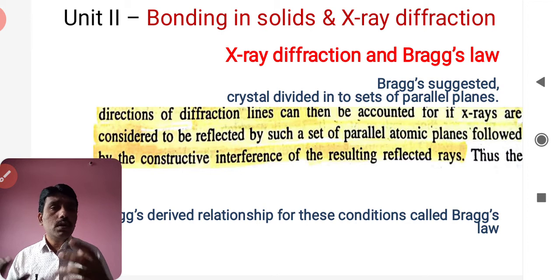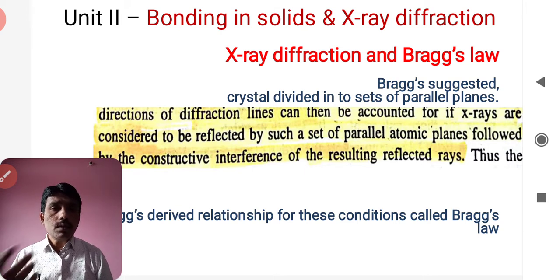So this type of the particular crystal is divided into the parallel planes आणि ह्यामध्ये जे काही डायरेक्शन्स म्हणजे ह्या ठिकाणी जेव्हा काही डायरेक्शन्स ऑफ द डिफ्रॅक्शन लाईन्स कॅन बी प्रोड्यूस्ड दॅट इज टू बी अकोमोडेटेड टू बी ॲज एन एक्सरेज आर कन्सिडर्ड टू बी रिफ्लेक्टेड such as set of parallel atomic planes followed by the constructive interference and the resulting reflected rays.